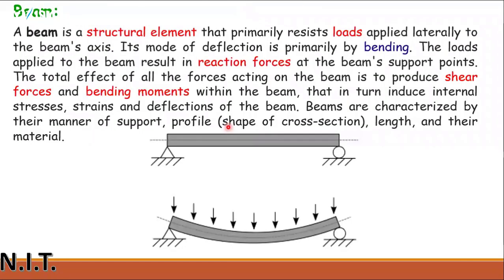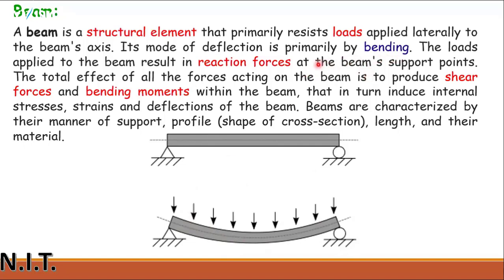What a beam actually is: it is a structural element which primarily resists loads applied laterally. This is a structural member which is designed for lateral loads. Please keep it in mind. It usually fails in bending. You can see when the load applies, it can bend. So the failure mode is usually bending.